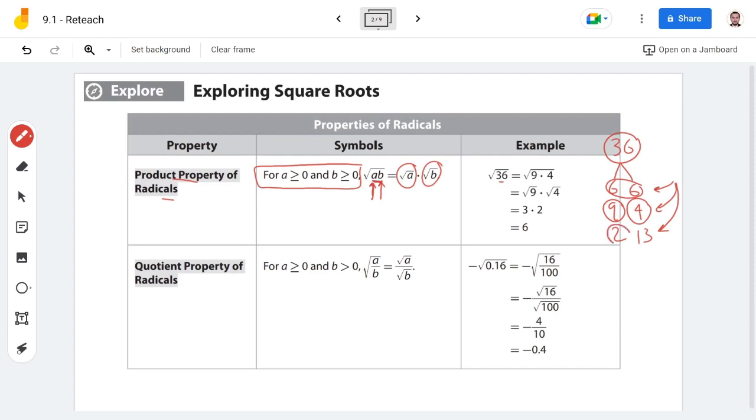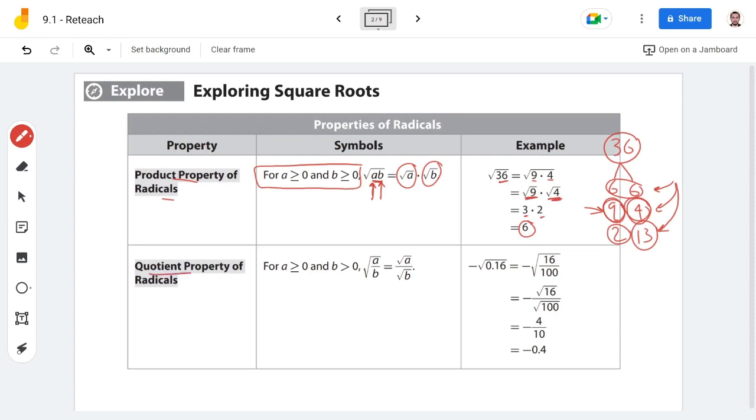That means, what is the square root of 2? There is no square root of 2. What is the square root of 13? There is no square root of 13. But what are the square roots of 9 and 4? I can find the square roots of 9 and 4. So let's rewrite 36 as 9 times 4, so 9 and 4 under the square root. Now we can use the product property. Let's split the square root of 9 times 4 into the square root of 9 times the square root of 4. What is the square root of 9? It's 3. What is the square root of 4? It's 2. 3 times 2 is equal to 6. Now, this is the answer.